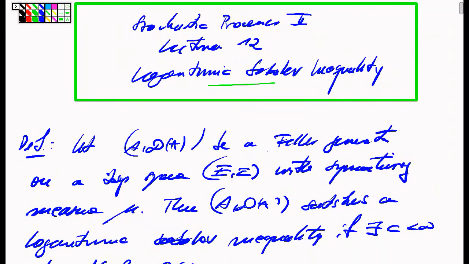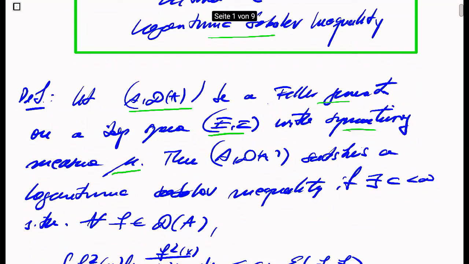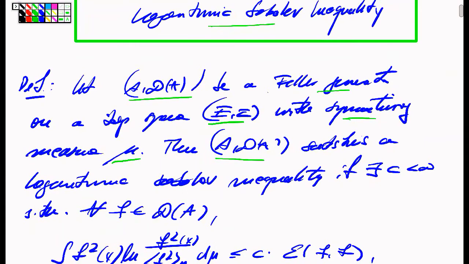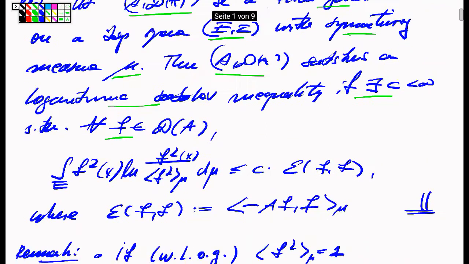We will give some indication later why it is actually so, but let me first start by stating what I shall understand by a logarithmic Sobolev inequality in the context of a Feller process. So we have a Feller generator on a certain topological space with a symmetrizing, and by symmetrizing I mean an invariant measure mu. Then I'm saying that this generator together with a measure satisfies a logarithmic Sobolev inequality if there exists a positive, finite constant, such that for all functions in the domain of the generator, the following inequality holds true.